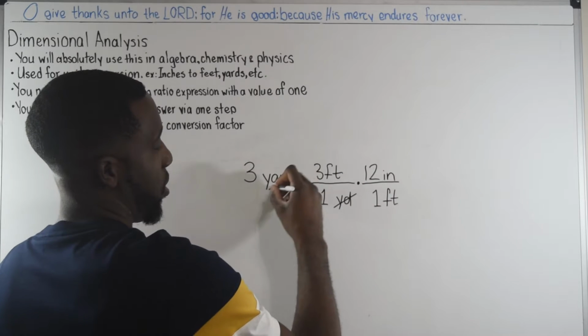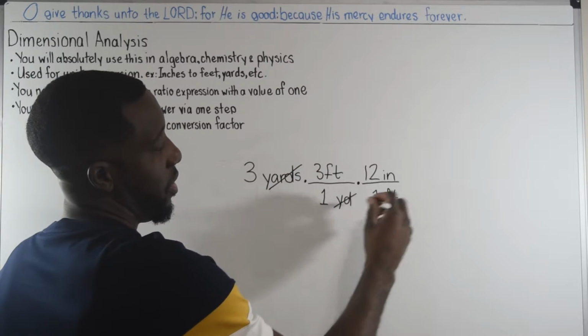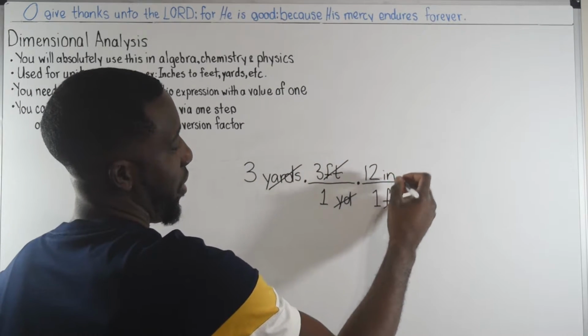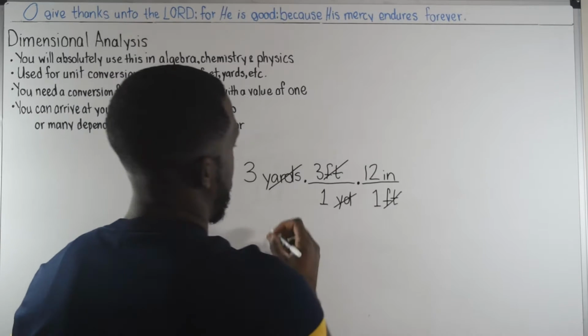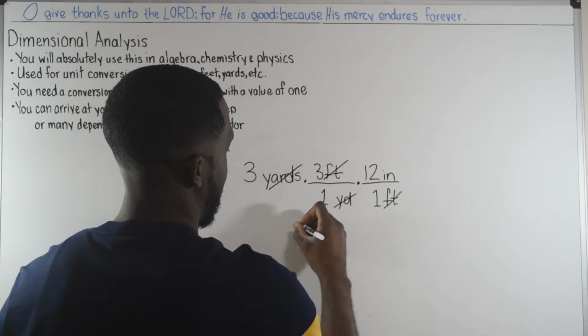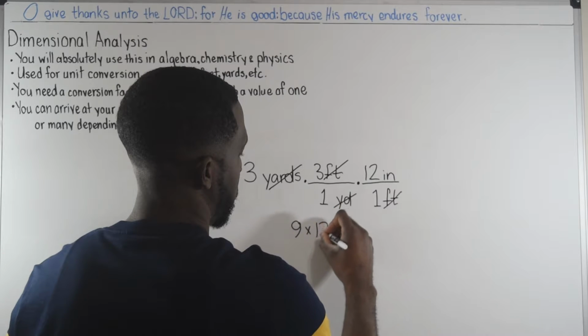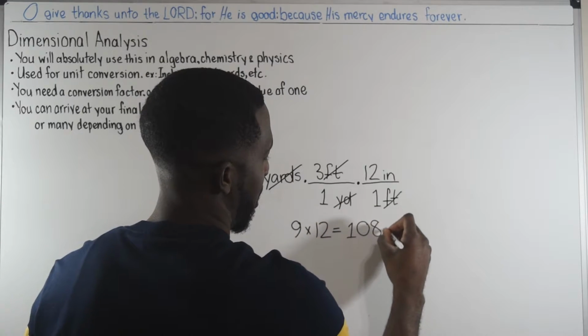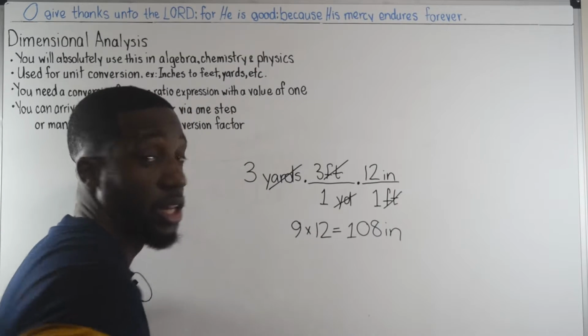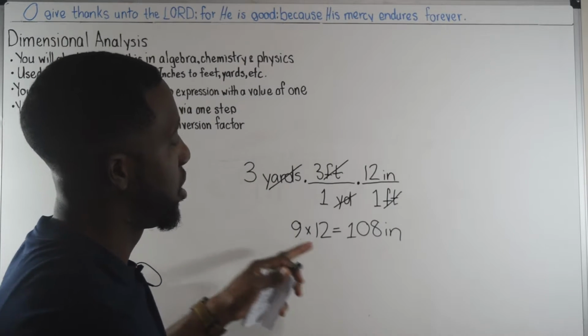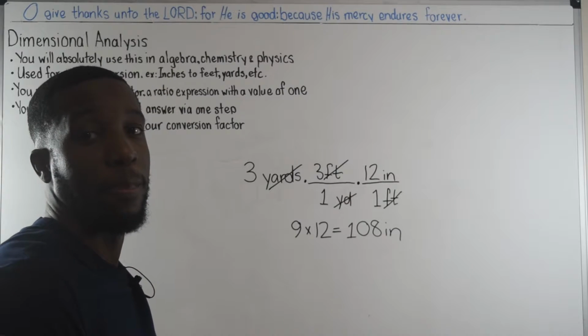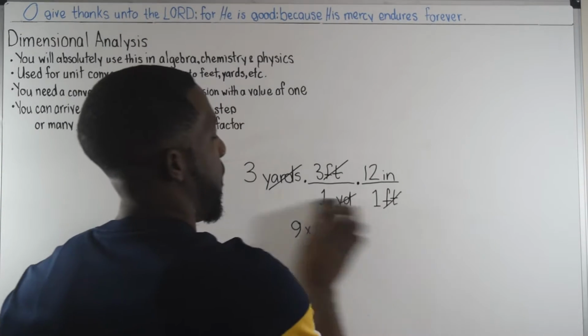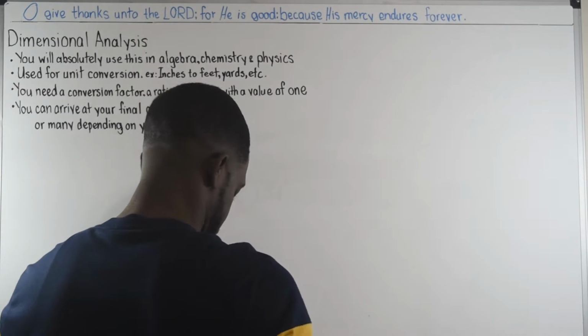So I'm gonna cancel out yards. Yards cancel out, feet cancels out, and now I have inches, right? So I have 3 times 3 times 12. So I got 9 times 12 equals 108 inches in 3 yards. So 3 yards is equal to 108 inches. It's pretty simple, okay? Don't make this complicated.